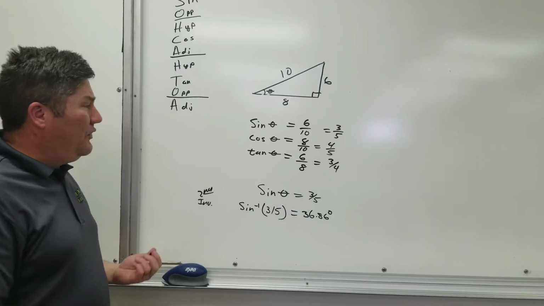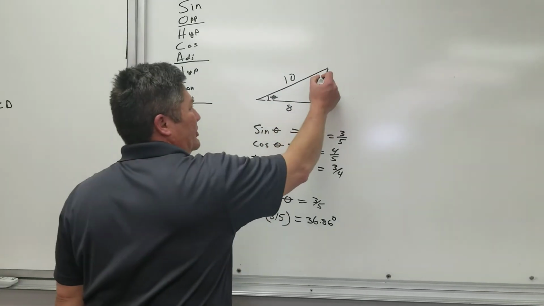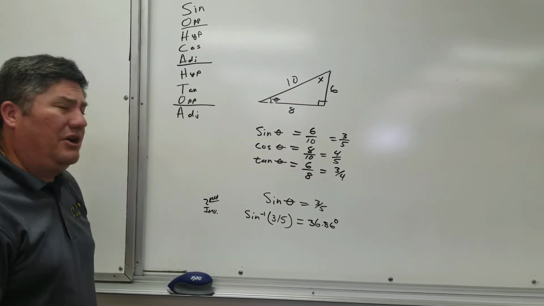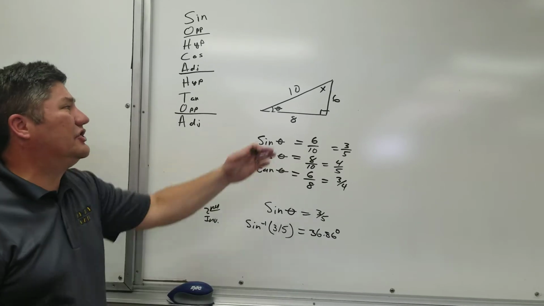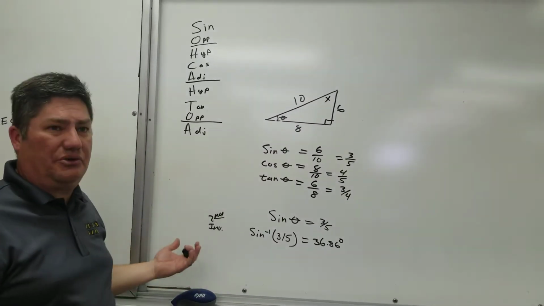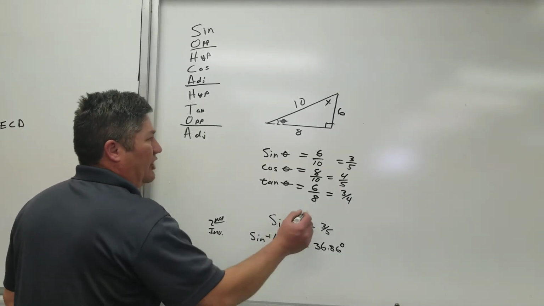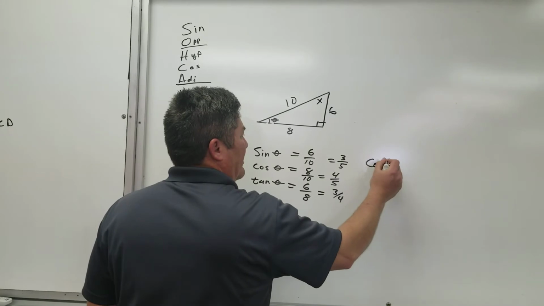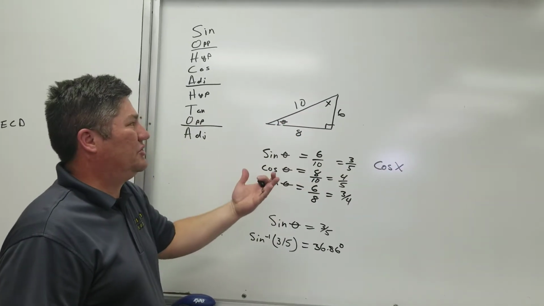Okay? Now what if we wanted to find this angle? Let's say we call this angle just x up here. What if I wanted to find x? Well, I could still use sine, cosine, or tangent. I just have to start at that angle. So for this one, let's just use cosine, just to use something different. So let's say I wanted the cosine of x. So there's x.